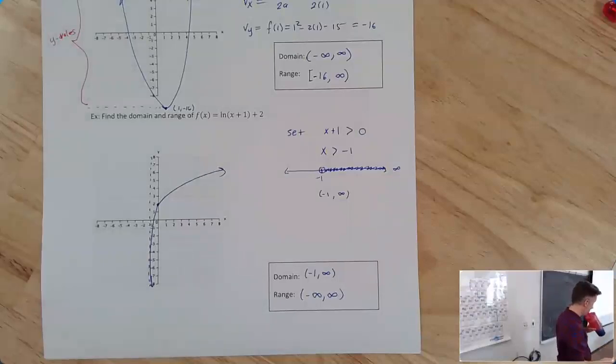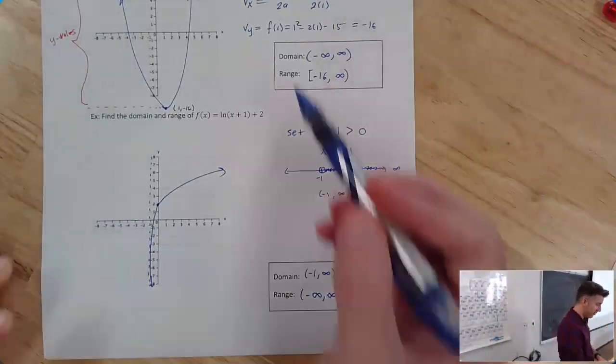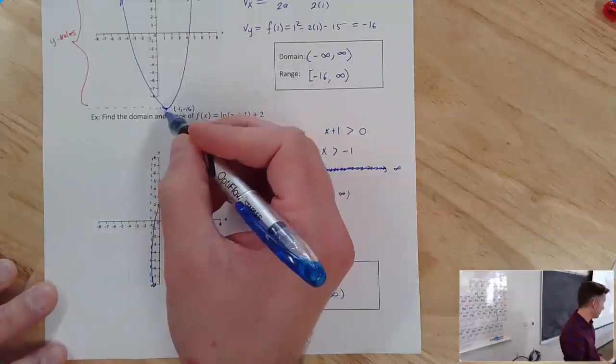Yeah. The last one, why did you use a bracket? Good question. Why did I use a bracket? We use a bracket to indicate that we want to include that value. So definitely this function does actually have a y value that equals -16 when x is equal to 1.